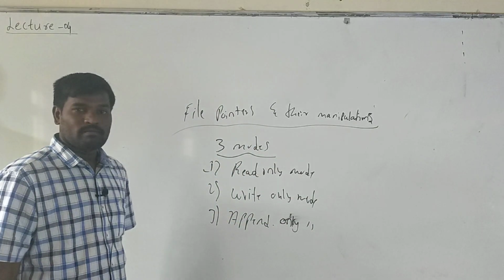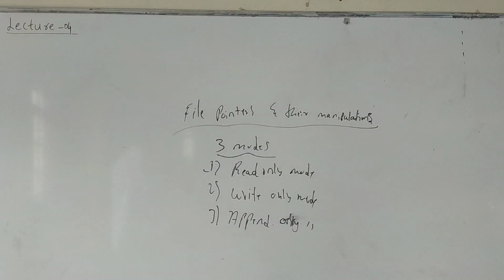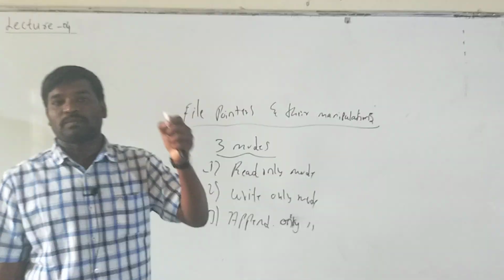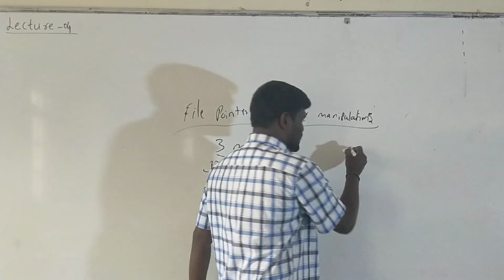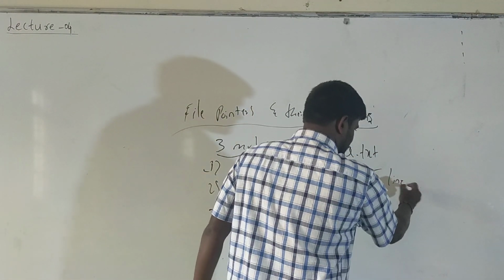When you open the file, in that file you have to see the output. So read only mode means if you want to open the file in read only mode, the pointer is automatically set to the very first byte of the character. For example, a.txt consists of 5 lines.